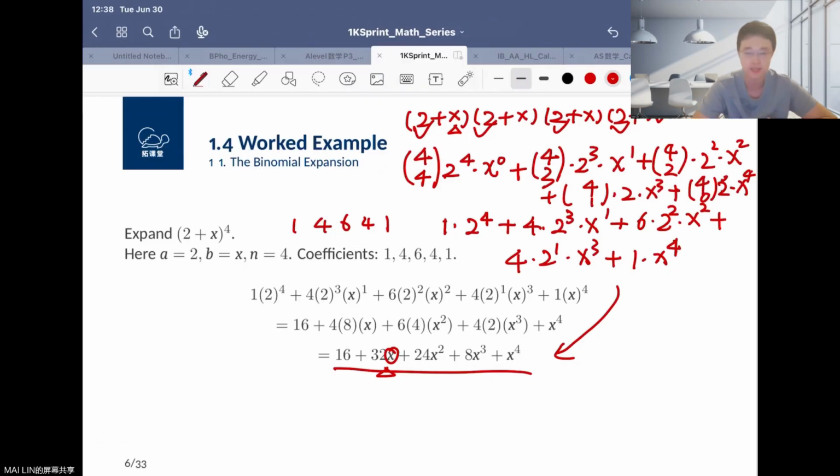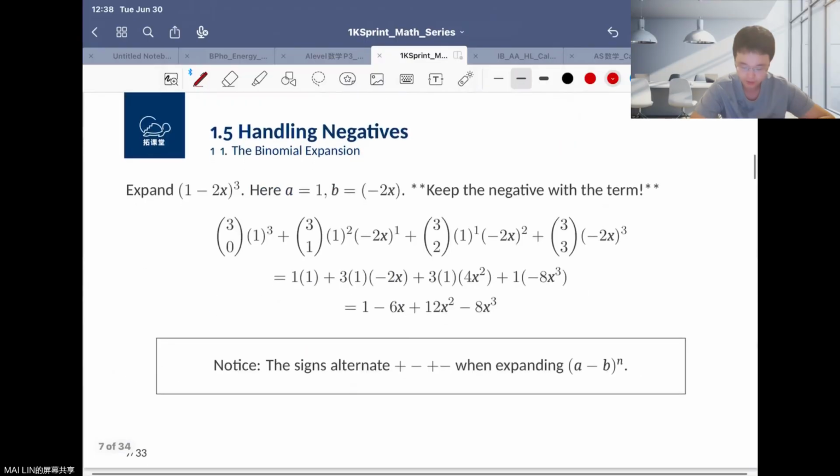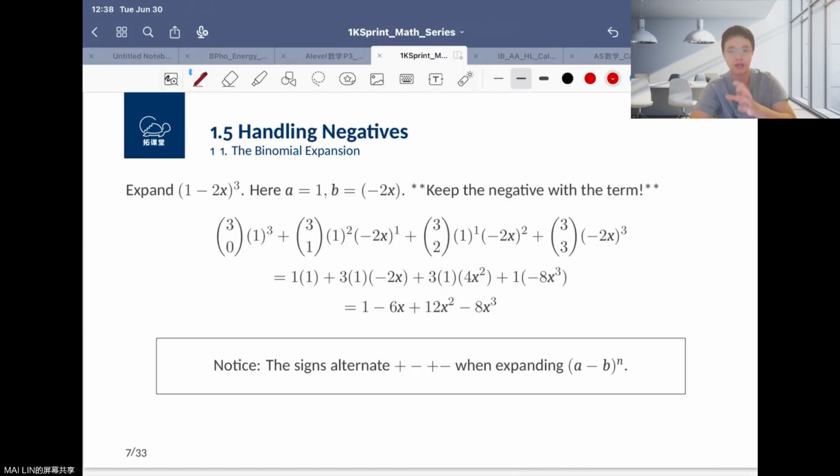Okay, that is how we can calculate the final value. Also, you can handle negative values like this, for (y minus 2x) cubed. So here a equals 1 and b equals negative 2x.